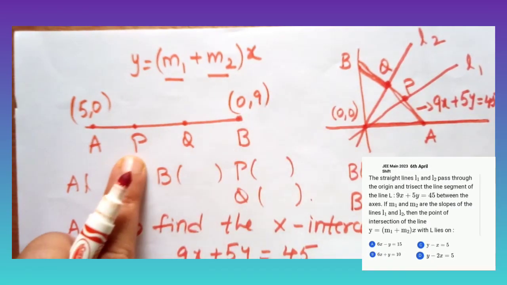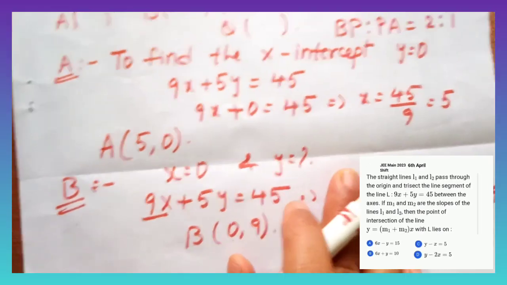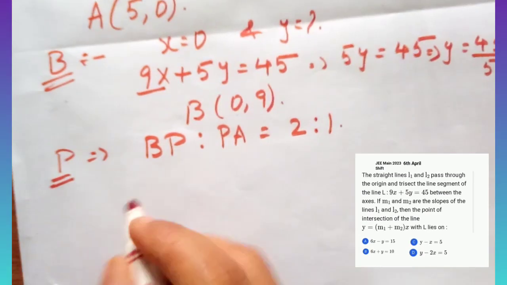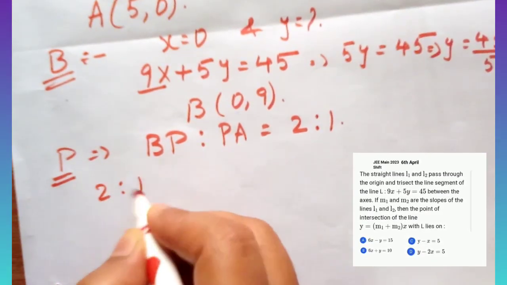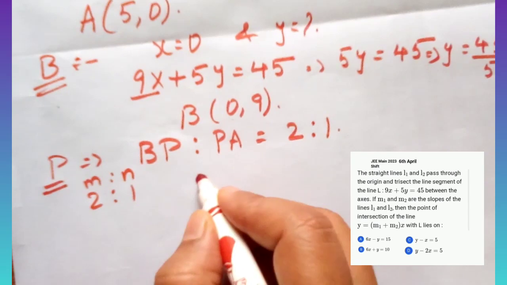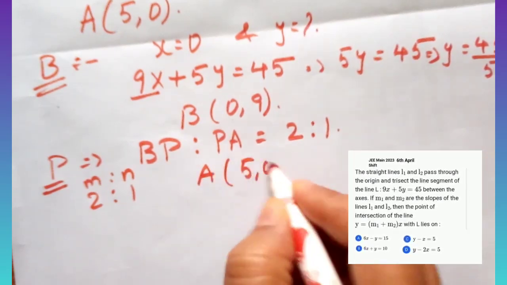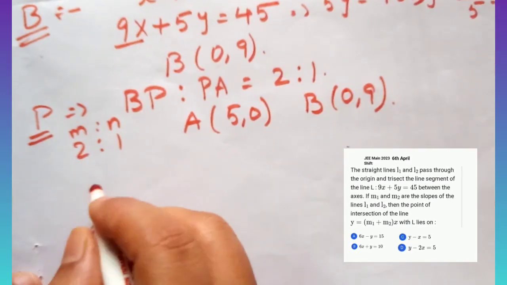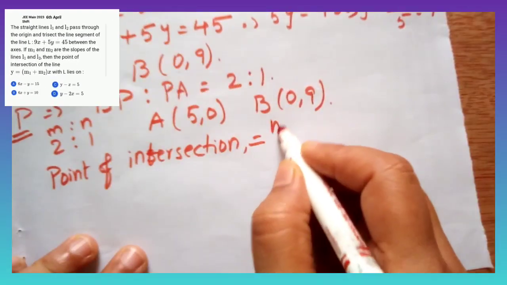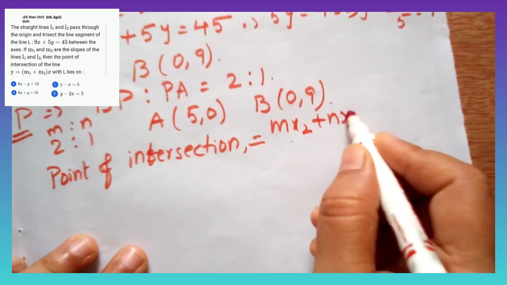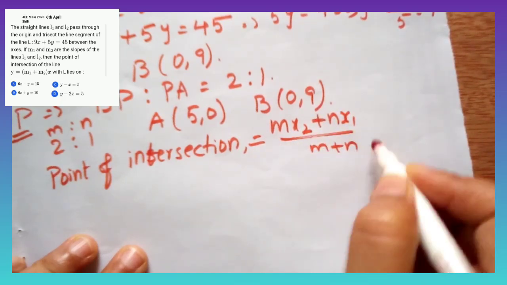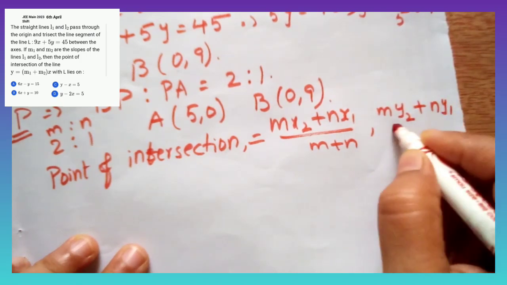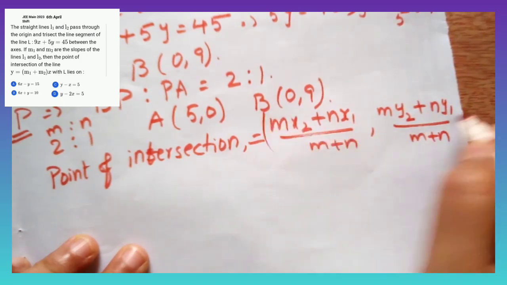Now you have to find P and Q. They are saying it is a trisect. BP ratio PA is equal to 2:1. Now you have a ratio M is to N, and you have points. What is the formula to find the point of division? (Mx2 + Nx1) by (M + N), and (My2 + Ny1) by (M + N).